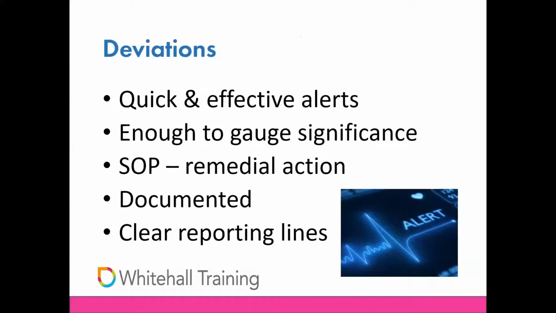So how do we deal with deviations? There must be procedures to quickly and effectively alert the sponsor of any serious deviations from the protocol or any other agreements. There needs to be enough information so that the sponsor can evaluate the significance of the deviation, especially in terms of patient well-being and integrity and reliability of trial data.